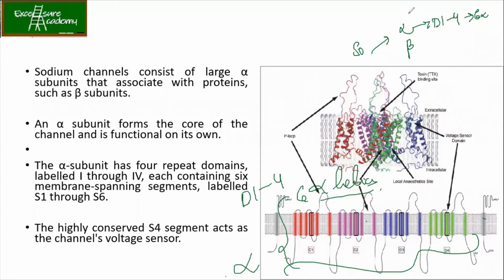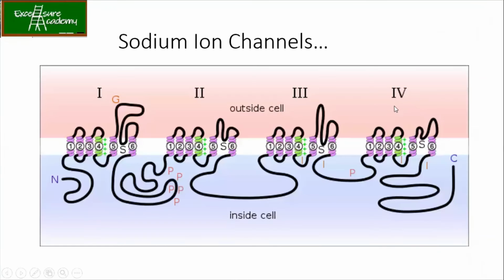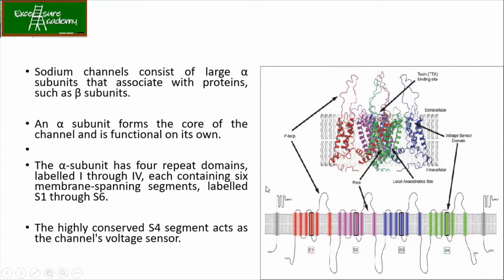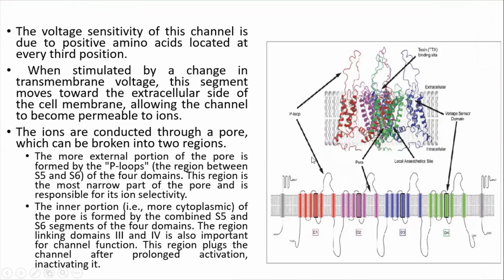Yes? Yes, ma'am. Okay, I'll just go to the back figure. Now, in this figure, can you see the fourth one is shown as positively charged? So this one acts as the sensor for the voltage. That is your channel's voltage sensor. Just remember segment 4 is acting as the sensor of the channel. Now, the voltage sensitivity of this channel is due to the positive amino acids located at every third position.